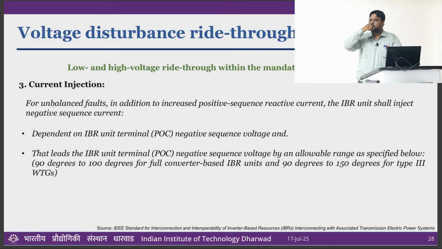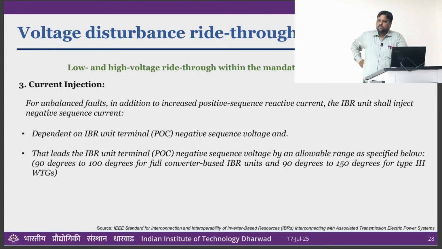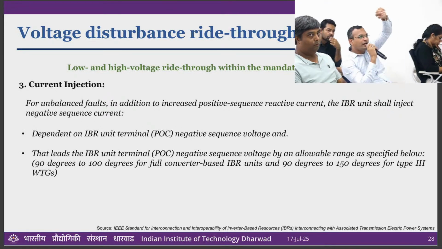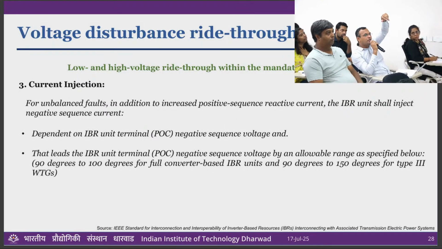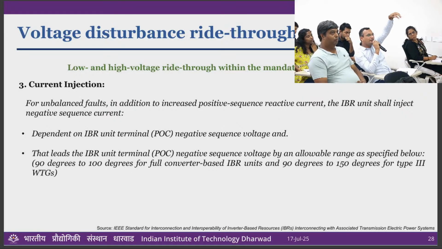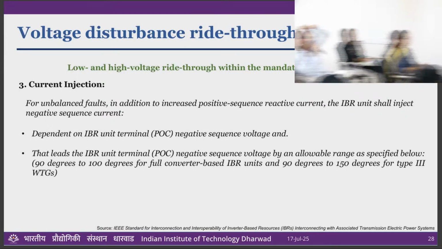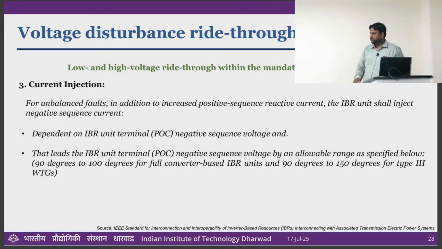Suppose there is a fault in the grid at the generator side, and we fulfill the grid code for the LVRT. So where is our measuring point, whether at the PCC side or the POI side? No, this voltage measurement point is POI. That is a good question.